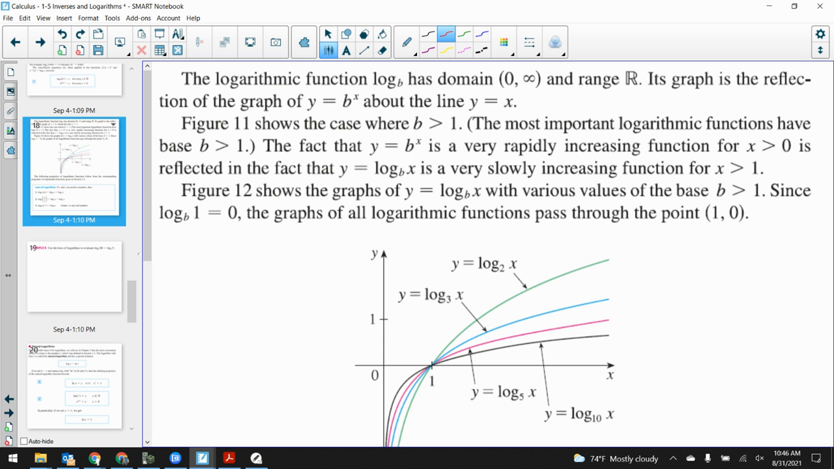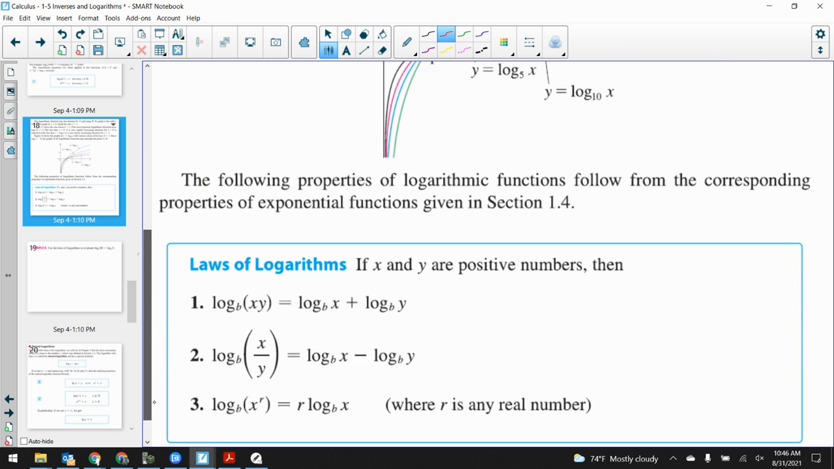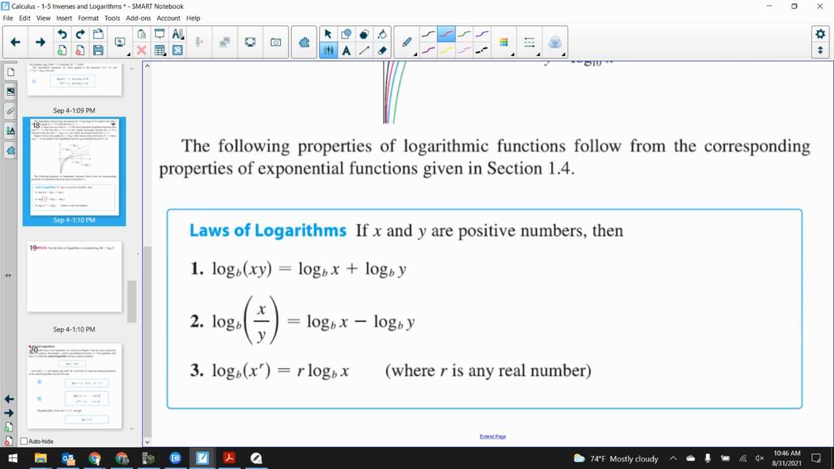A couple of the key properties. Remember that if we multiply inside a logarithm, that's addition of the logs. Division inside a logarithm is subtraction of the logs. And if I take a power inside a log, I can take that power and bring it all the way out front. These are just the properties of logarithms that you learned all the way back in Algebra 2.